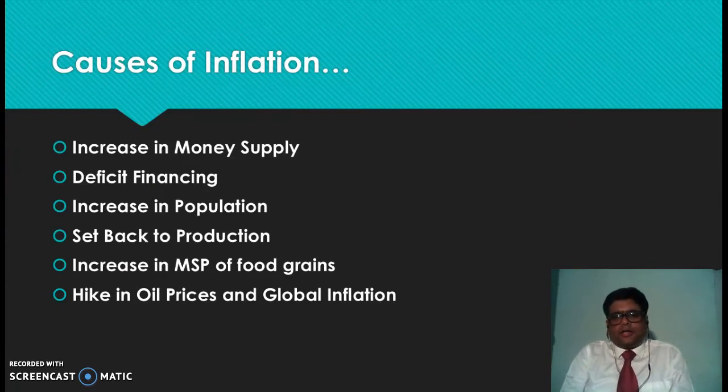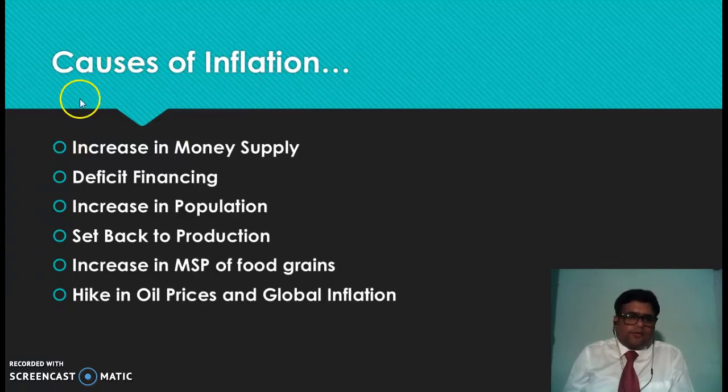First, the increase in money supply. Guys, we know that whenever there is an increase in money supply, there is more supply of money, but correspondingly there is no increase in the GDP. That situation will give rise to inflation. In India, the supply of money has increased in comparison to the GDP. That situation gives rise to inflation.